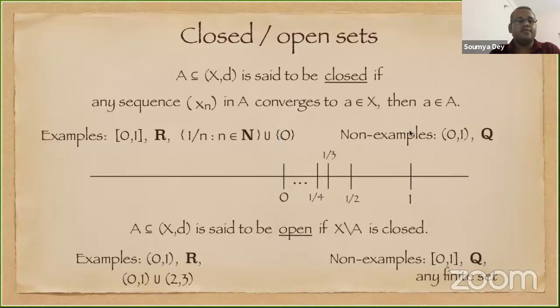What are some non-examples? Okay, you can take the open interval 0, 1. It's not closed because you can choose this 1 by n sequence, right? This 1 by n sits inside the open interval 0, 1, and it converges in R to 0, but this 0 doesn't belong to the open interval 0, 1, right? So the open interval 0, 1 is not closed. What about Q, the set of all rational numbers? This is also not closed.